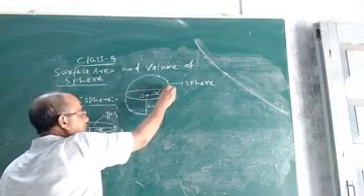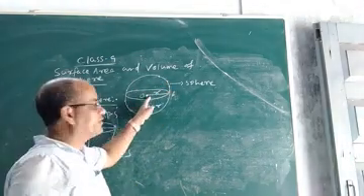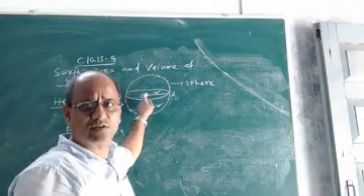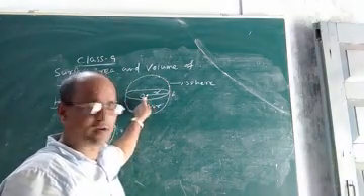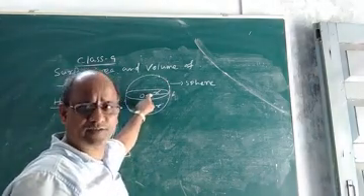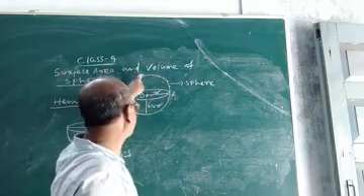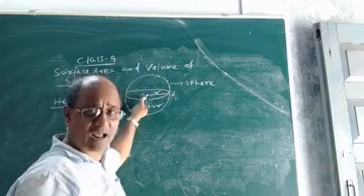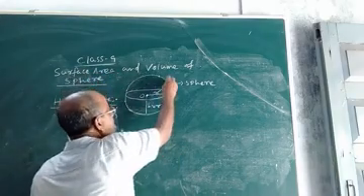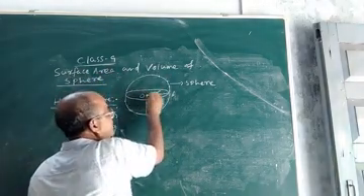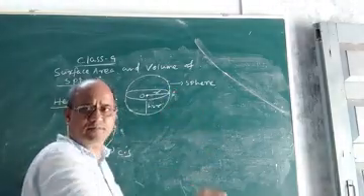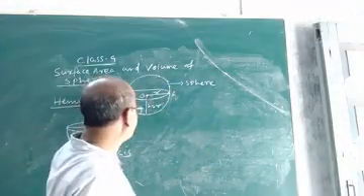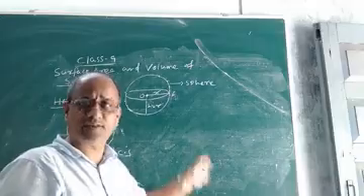The set of all these points from a fixed point. Suppose this point O is fixed, and suppose these infinite number of points are equidistant. Equidistant means from this point to this point, the distance is the same. Then we say that this three-dimensional solid is a sphere.